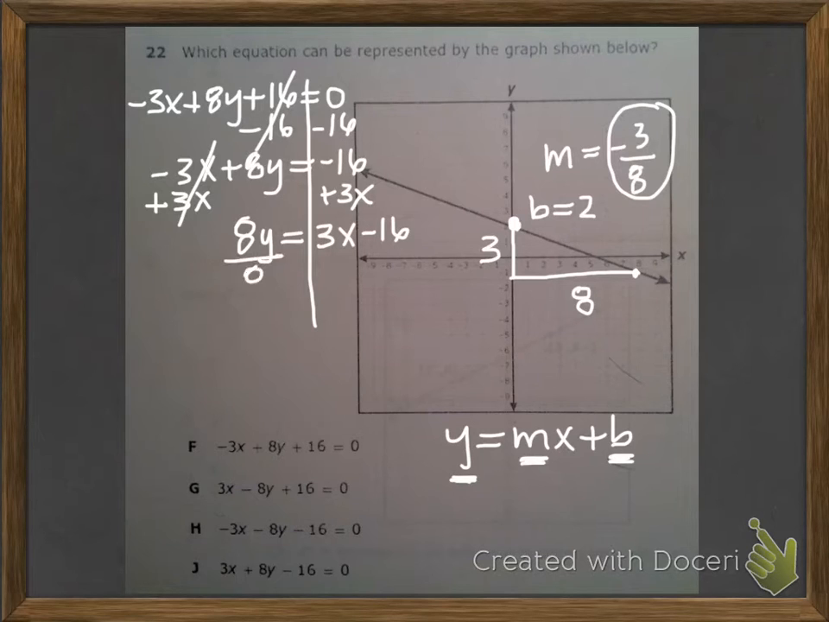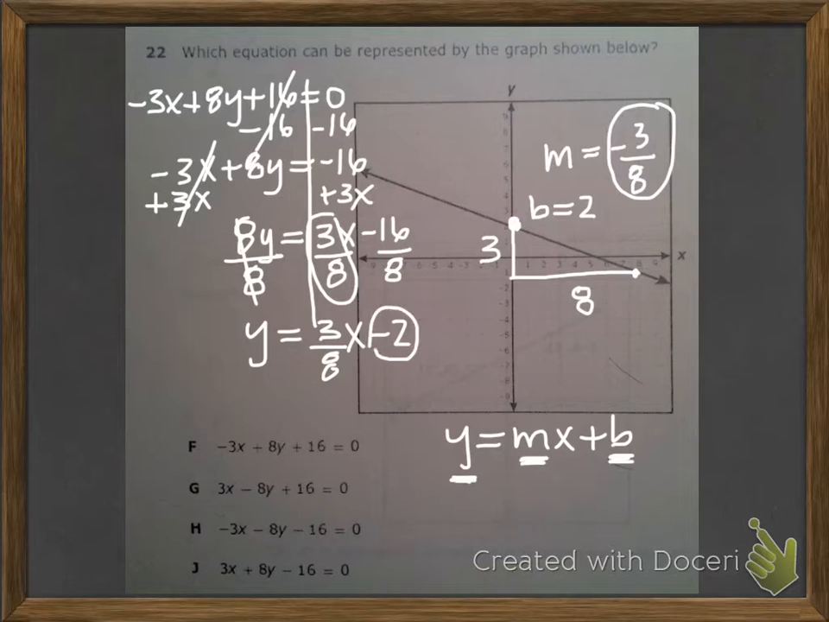Last thing we want to do is divide everything by the 8 so we can get y by itself. Y equals, I can see my slope right here. The problem is it's positive and I need a negative slope. So this is going to give me +3/8, and then -16 divided by 8 is going to give me a -2. So this gives me a negative y-intercept, so that's wrong. It gives me a positive slope, which I need a negative, so that's wrong. So f is out.